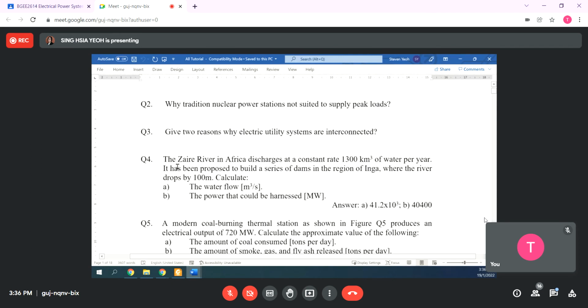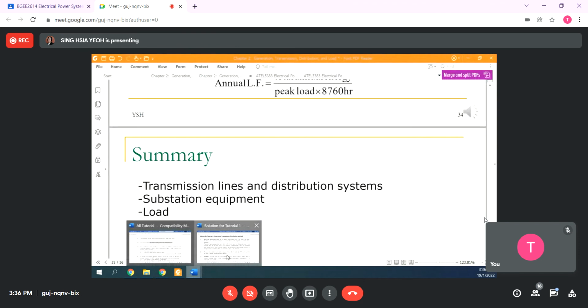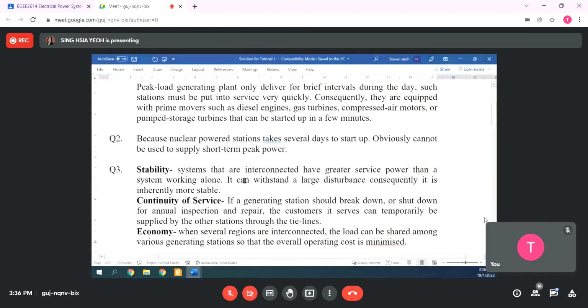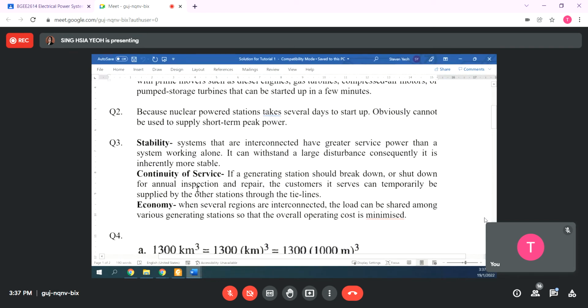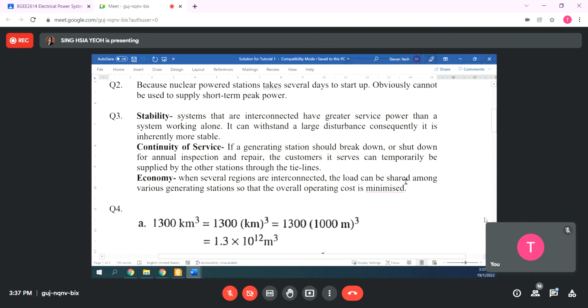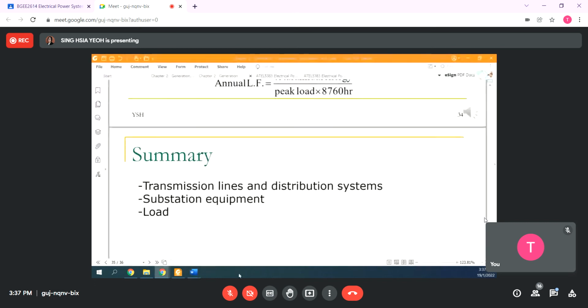Okay, so let's continue. Give two reasons why electric utilities are interconnected. So, where's my answer? This all stability. You can get this from lecture notes just now. Systems that are interconnected have greater service power than a system working alone. It can withstand a large disturbance. Consequently, it is inherently more stable, with continuity of service. One breakdown, the other can be put into service. Then economic, the load can be shared among various generating stations, so the overall cost is minimized. Okay, then next we go to the next question.